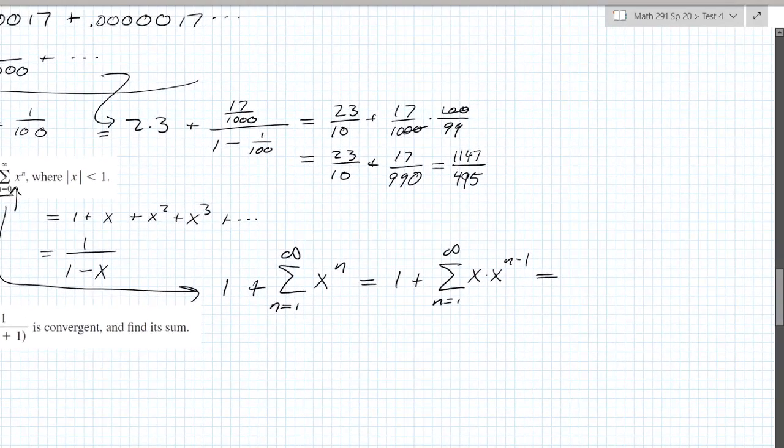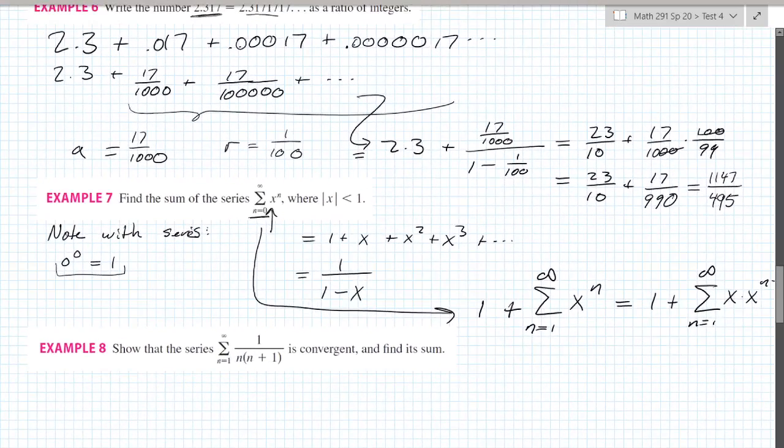We can finish this up. a over 1 minus r. You get a common denominator, combine like terms. The x's in the numerator cancel out, and you're left with 1 over 1 minus x. Okay, so here, if you want to start with n equals 0, you see it is still a geometric series.